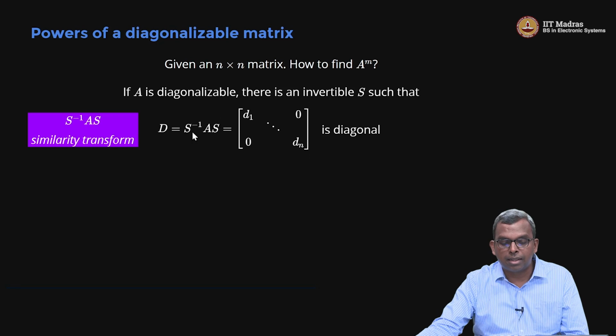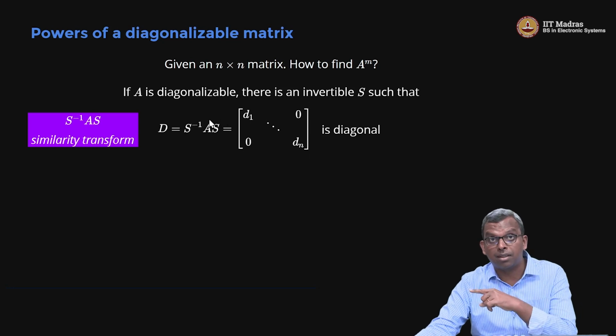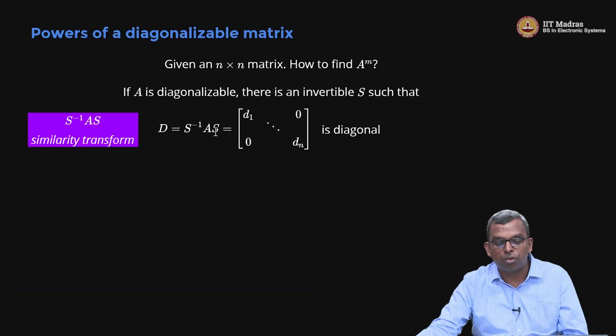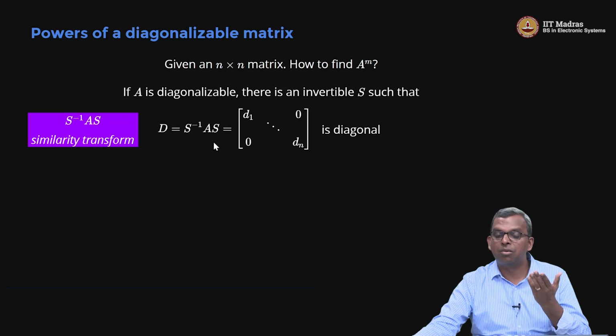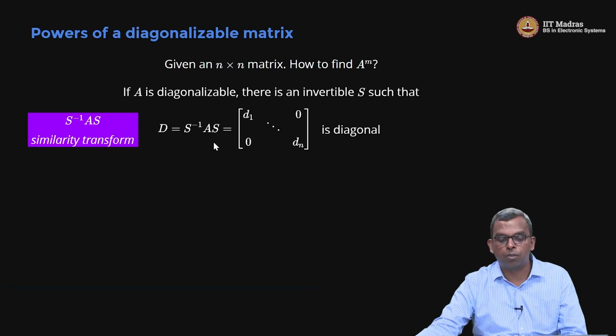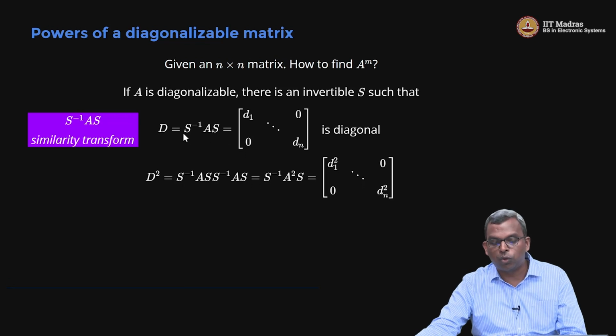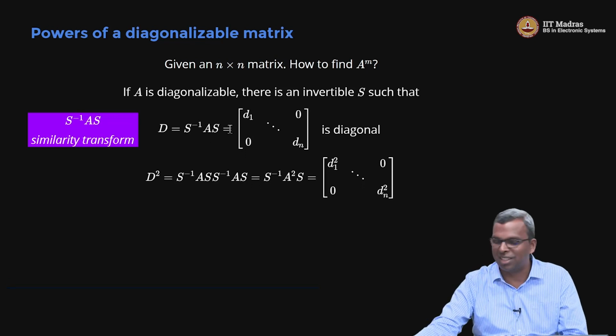So, this S inverse AS is a similarity transform. It is interesting because A represents an operator, and S inverse AS also represents the same operator in another basis. What is that basis? Columns of S. Okay. S is invertible, so columns of S form a basis. So, this is called a similarity transform. Now, one of the most useful things about a similarity transform is that when I do D squared, I simply get S inverse A squared S, and D squared is very easy, right. I square the diagonal elements.